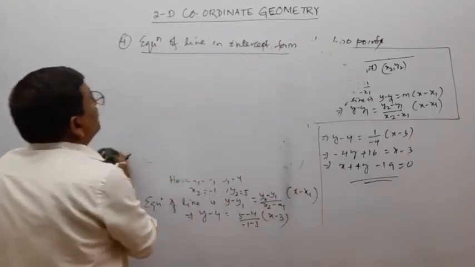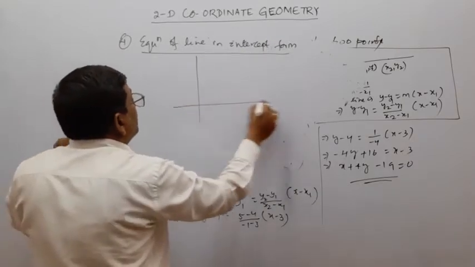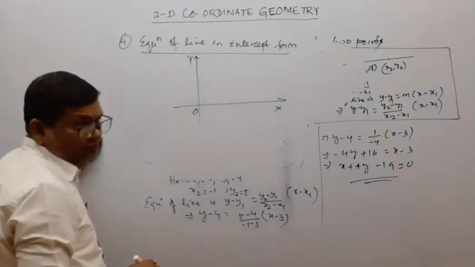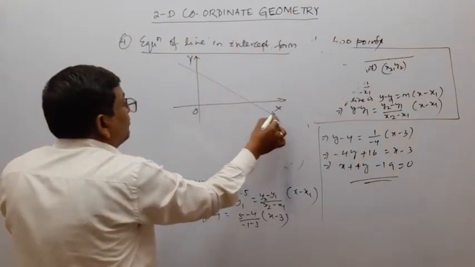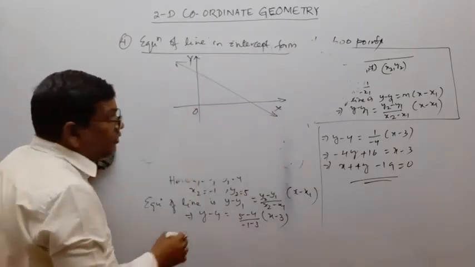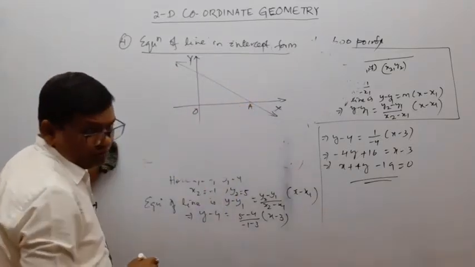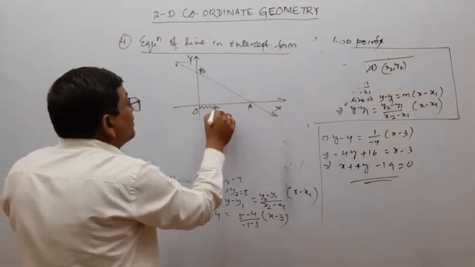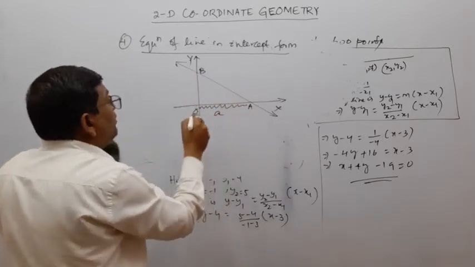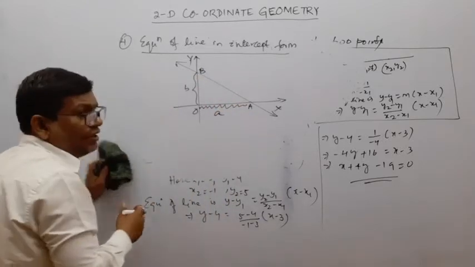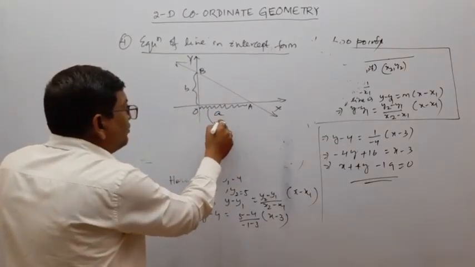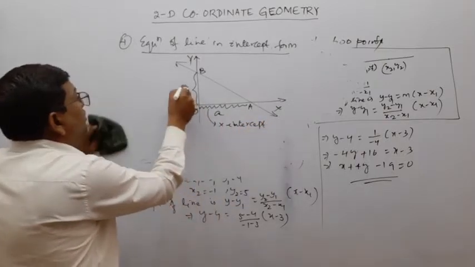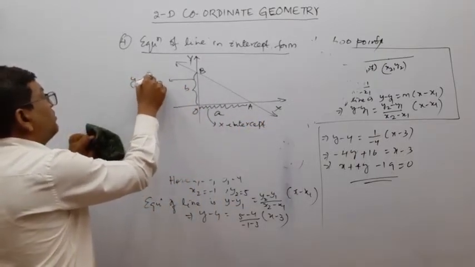Clear? Now suppose this is our coordinate x-axis and this is origin and this is y-axis. Suppose the line passes like this. Suppose this point is A and this point is B. Suppose this length is A and this is B. Here this is x-intercept and this is y-intercept.